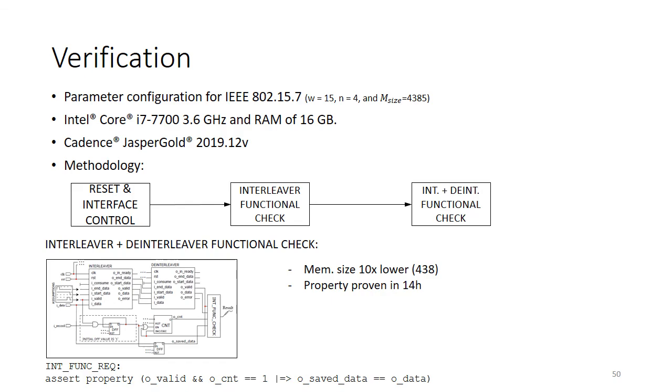Then, the functional aspects of the deinterleaver are verified using the interleaver itself, which was already verified. They are connected together, then we could create a simple property to check it using the assumption that input data of the interleaver and output data of the deinterleaver must be equal. We could not get a full proof for the original memory size, so we had to scale down the memory size by 10x to get a full proof in 14 hours.